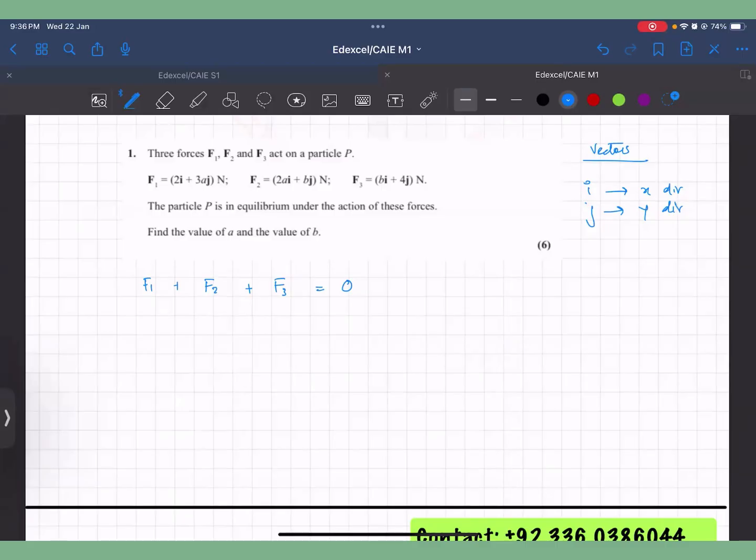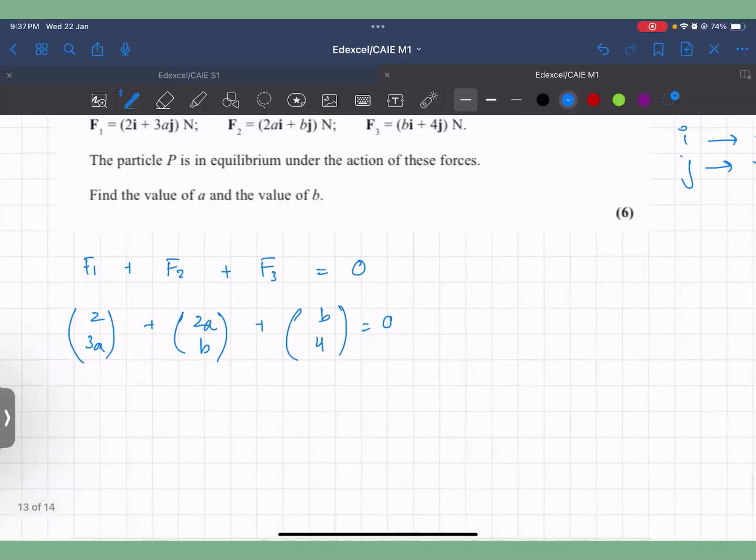Now if you write these as column vectors, F1 becomes 2 and 3a, plus for F2 you have 2a and b, for F3 you have b and 4, equal to 0. Now you can form two equations. The 0 you can write as 0 comma 0, it's the same thing.